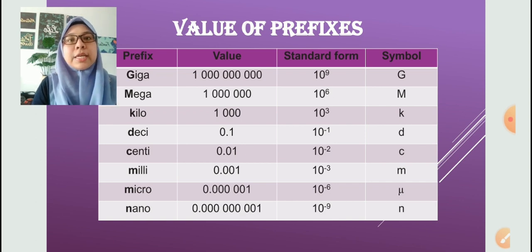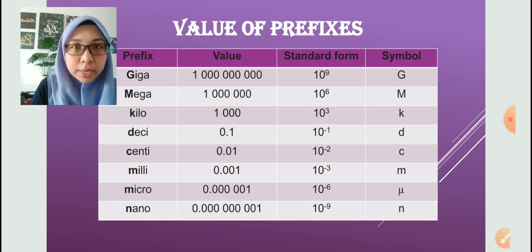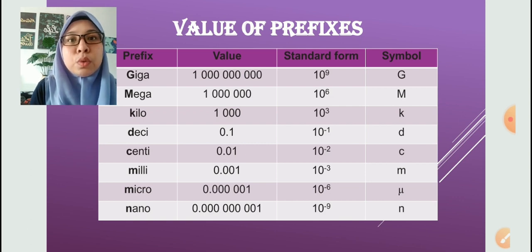From the previous class, we already learned the units for base quantities and derived quantities. For example, the unit for length is the meter. The SI unit for length is the meter. For prefixes, we also discuss units, but the unit is too big or too small.